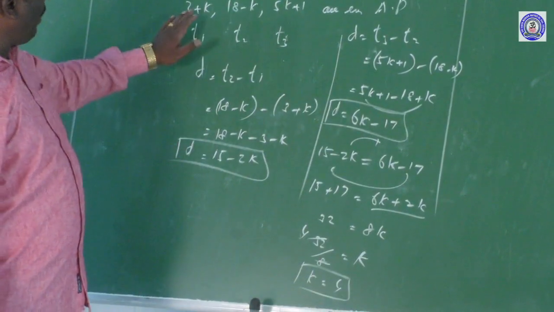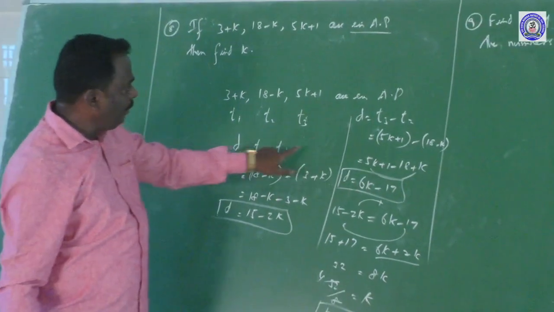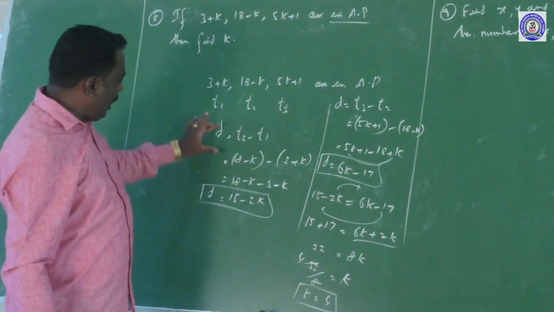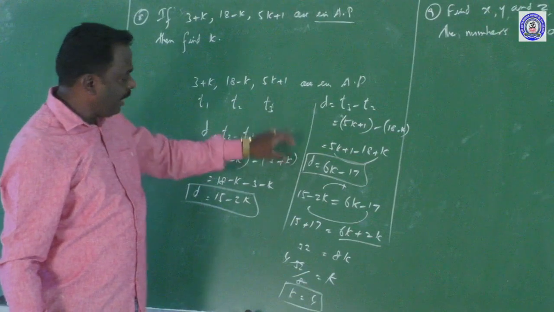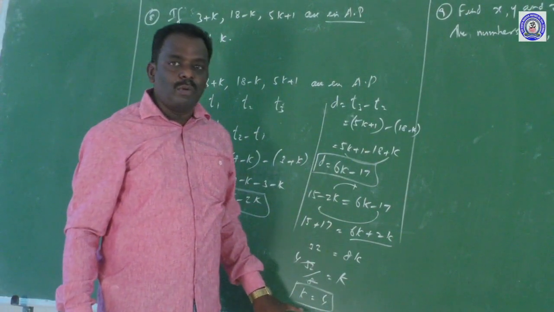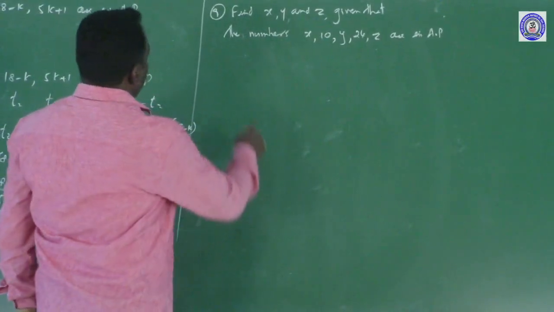So now, given 3 terms of an AP, the common difference is second term minus first term, and the common difference is third term minus second term. Both are equal. Find the common difference for the first one and the second one, equate the values, and find the k value. Finally we get k value equal to 4. Okay, see the next one.